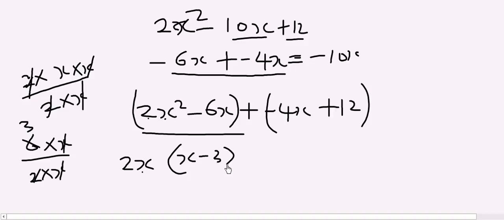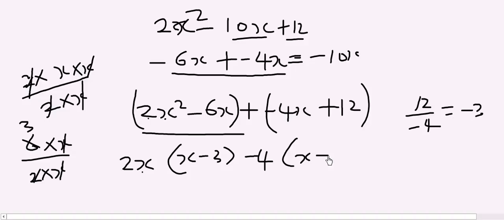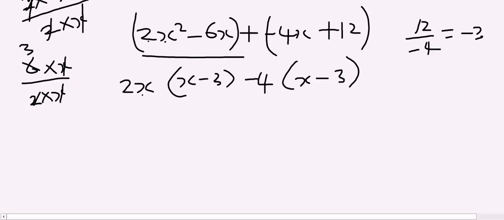The same thing follows for the second bracket. What is common to both terms there? What is common is 4, so we can bring out minus 4 from the bracket. Minus 4x divided by minus 4 simply gives me x. Then I have plus 12 divided by minus 4, which simply gives me minus 3. I'll close my bracket. So I see that these two brackets here are basically the same.